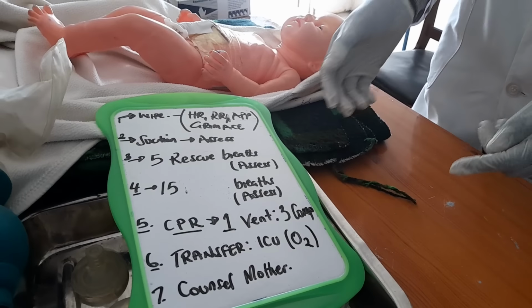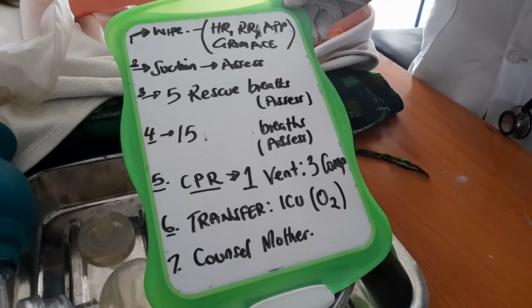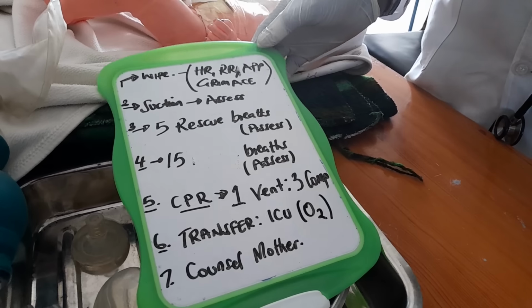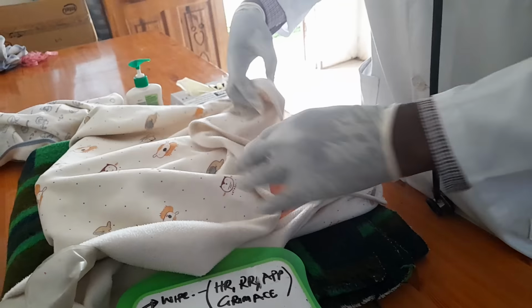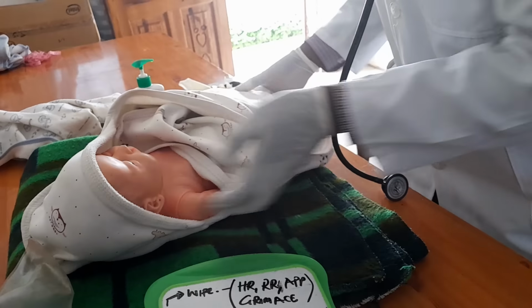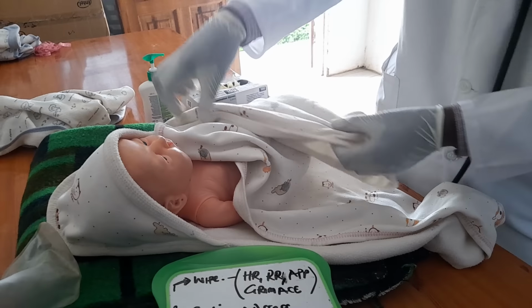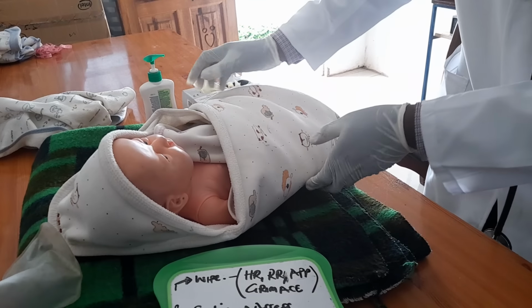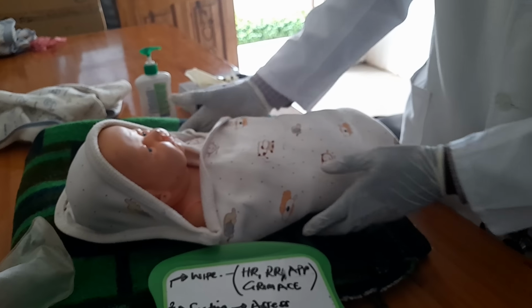So what you're going to do is go to step 6, which is transfer to ICU. Transfer to ICU means you're going to tell the examiner, my examiner, I will connect this baby to oxygen. As you cover and swaddle the baby, you connect the baby to oxygen. You tell the examiner, my examiner, this baby hasn't cried, so I'm going to connect the baby to oxygen and take to ICU for further management. So you'll be able to take the baby to ICU.